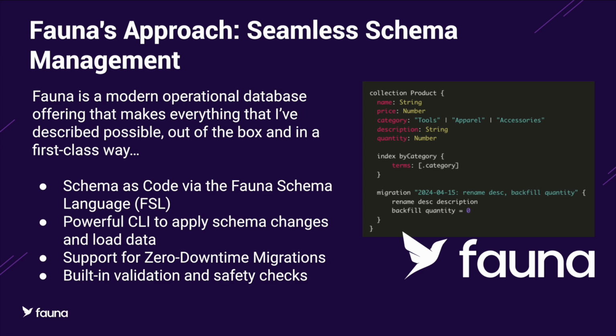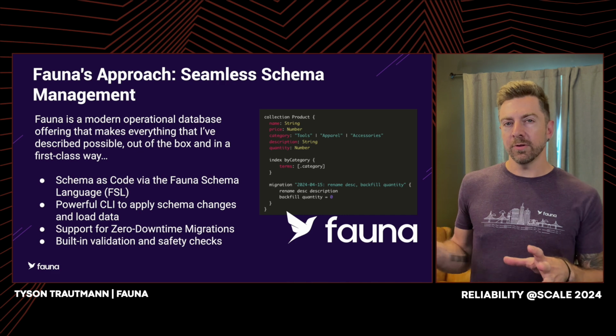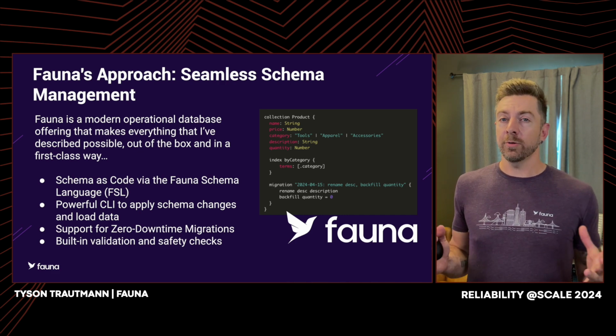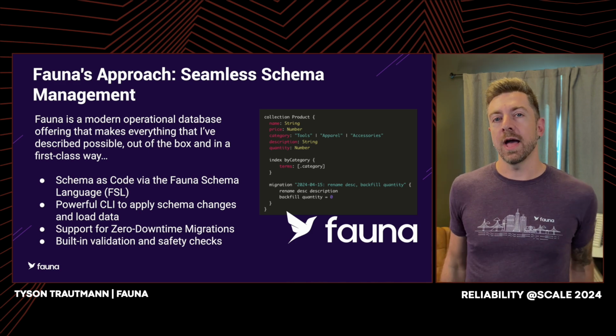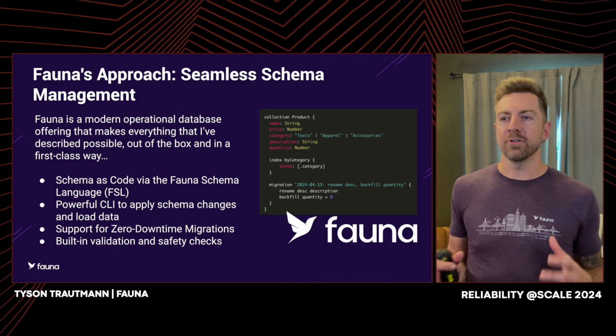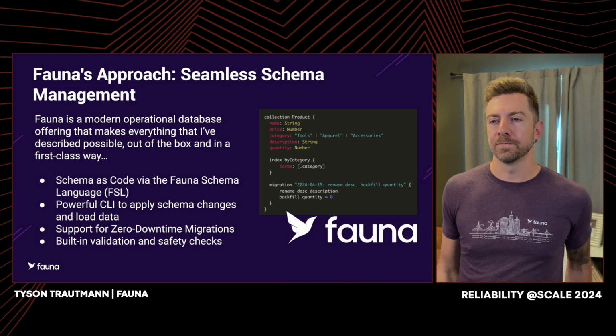Fauna also has a powerful command line interface that provides the ability to define different endpoints for your environments as you're practicing CD from dev, pre-prod through prod. And you can use those endpoints to push schema changes and also to load sample data. So if you have known deterministic data that you want to load as part of validation, you can do that in your different environments as well.